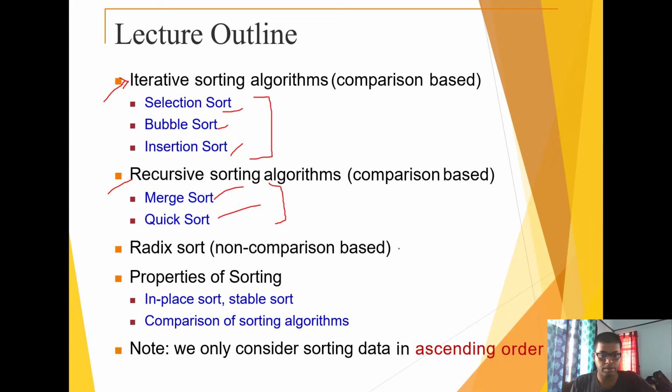And some other points: radix sort, which is non-comparison based. So the earlier ones are comparison based, and radix sort is non-comparison based. In place of short comparison, we will also discuss a comparison of sorting algorithms. Here we consider the sorting of data in ascending order, that means from smaller to higher value. Right.